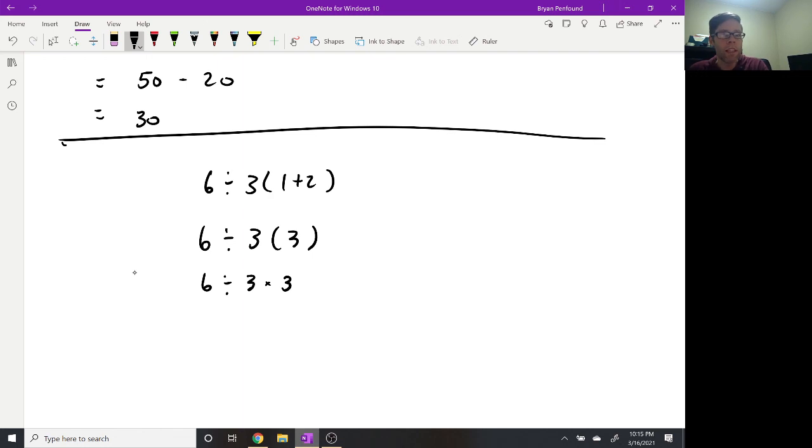Now, where people run into issue is actually right here. What they sometimes want to do is multiply this first. But I think it's in a pretty nice order already. I think that 6 divided by 3, that's a thing that we can actually evaluate. So 6 divided by 3 is 2.